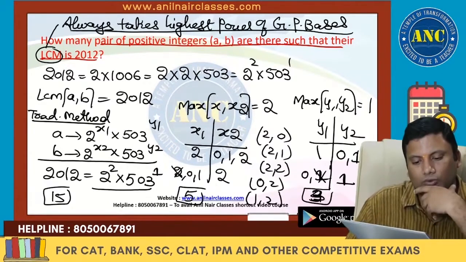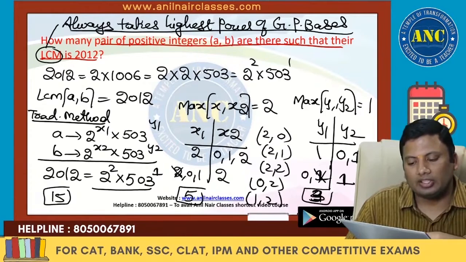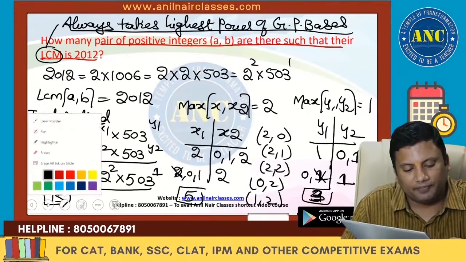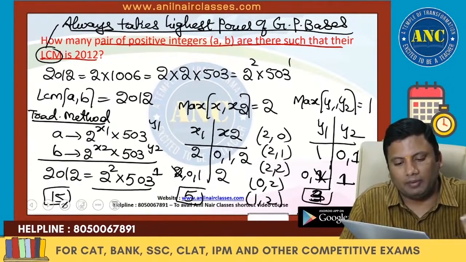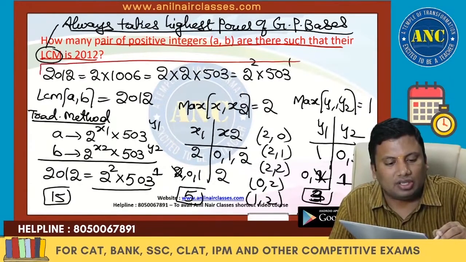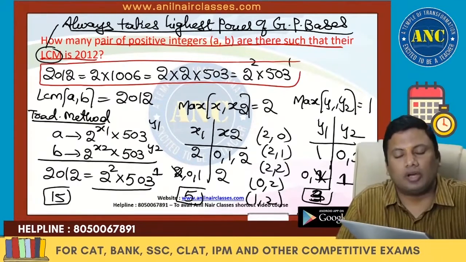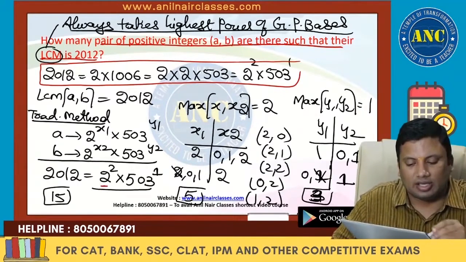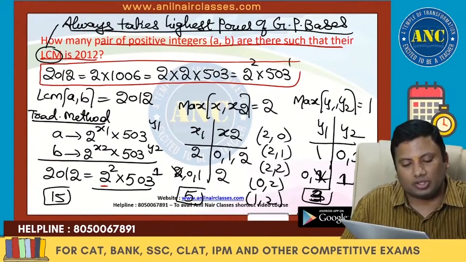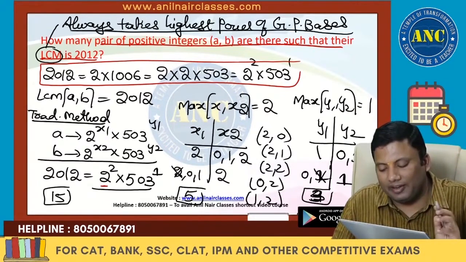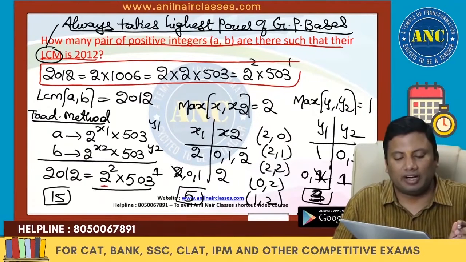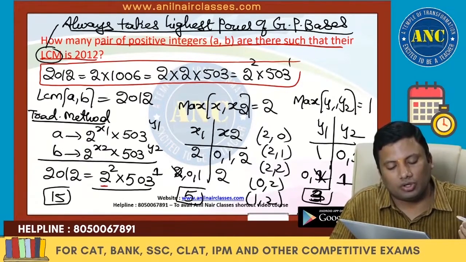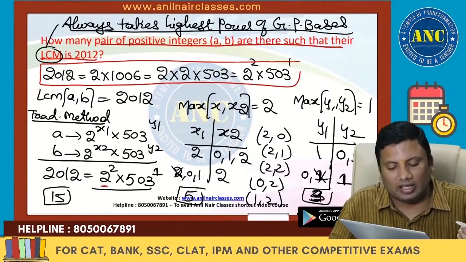LCM always takes the highest power of the given prime bases. First I factorized 2012 as 2 square into 503. For A and B, maximum of x1 and x2 should be 2, and maximum of y1 and y2 should be 1. 5 into 3 is 15. But you can also do it in a quicker method. That also we will discuss.